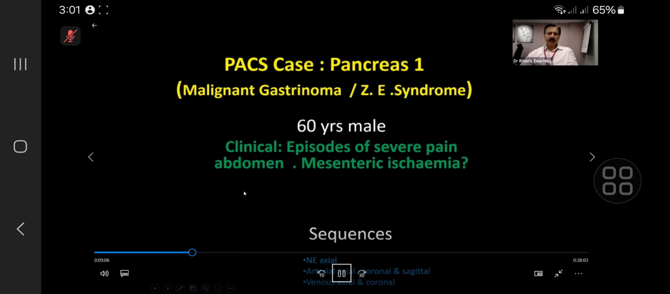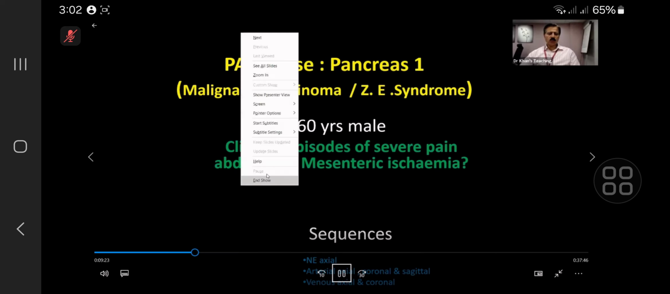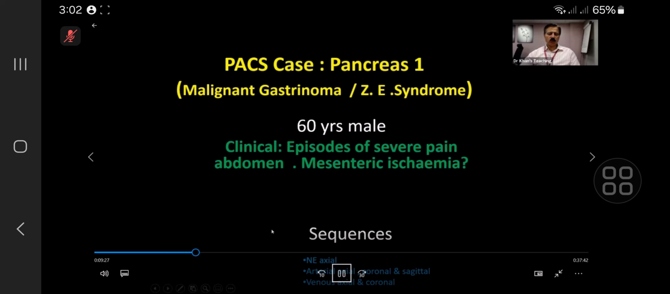Now, candidate 9, can you see my screen as in PACS case pancreas 1? Candidate 9, are you with us? Yes. So, can you see my screen, 60-year-old male? Yes. Okay.